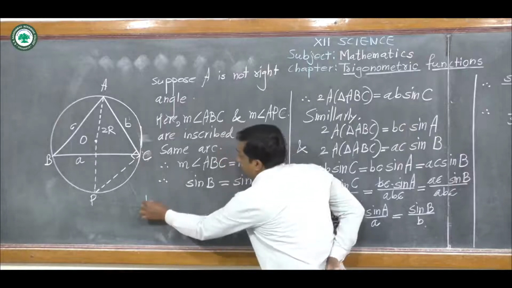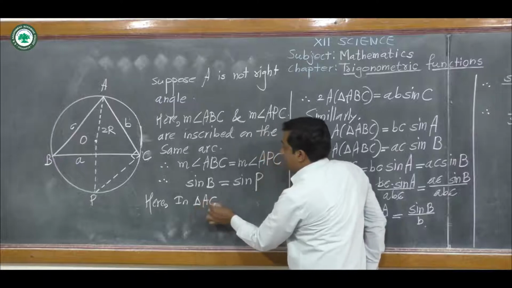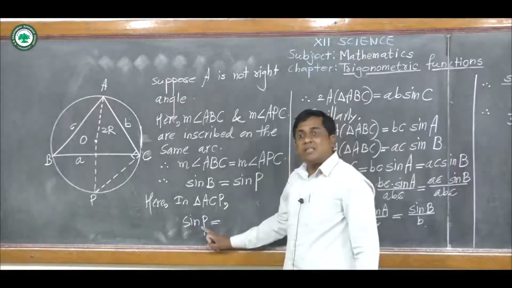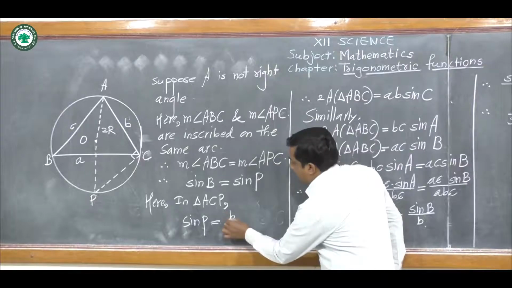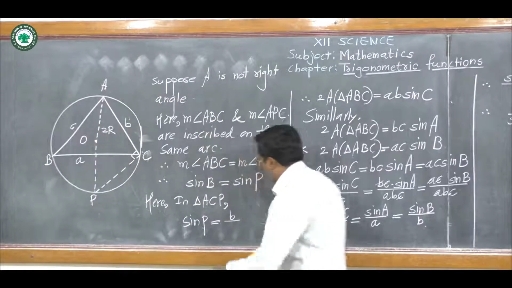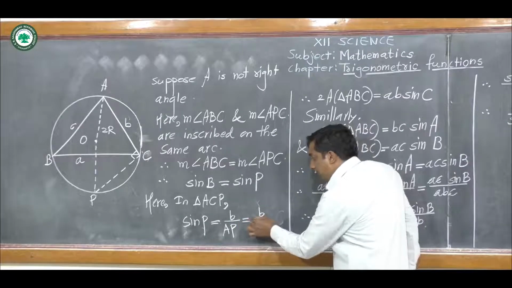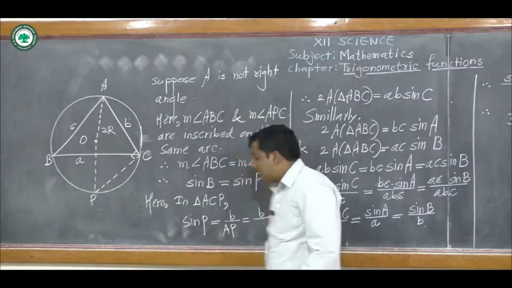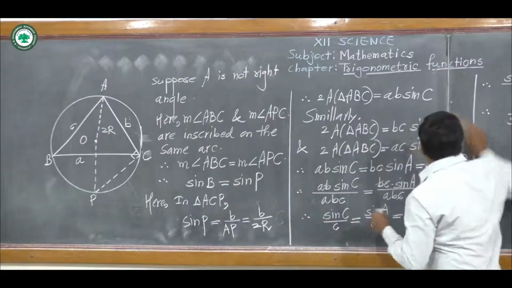ACP. Okay, here in triangle ACP, to define the sine P, we consider the opposite side. Here the length of the opposite side is b, upon the hypotenuse AP. Here I write AP is equal to b upon, we know this AP has length twice R, so b upon twice R.